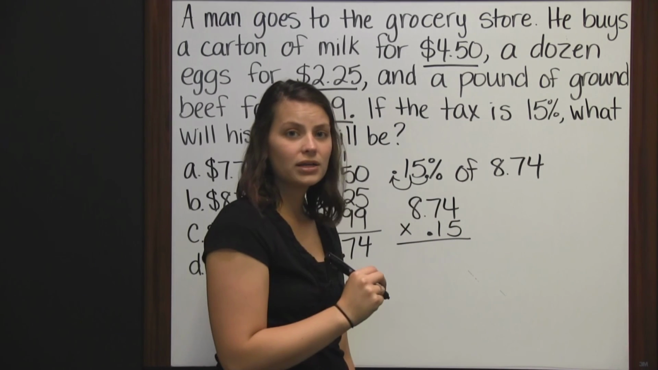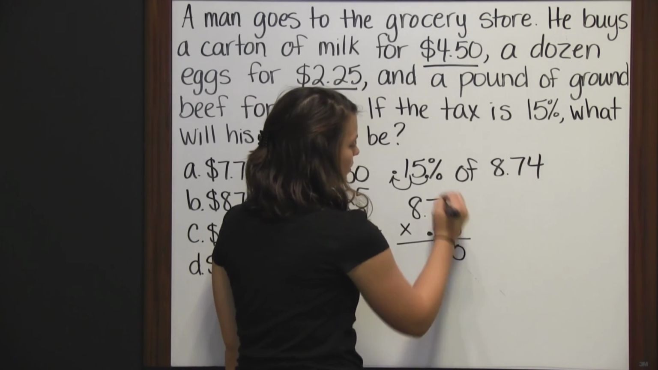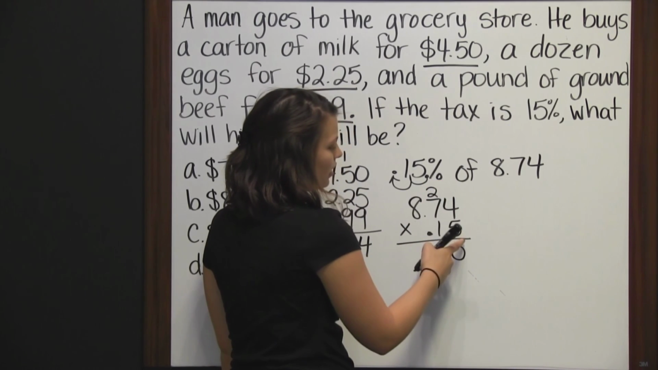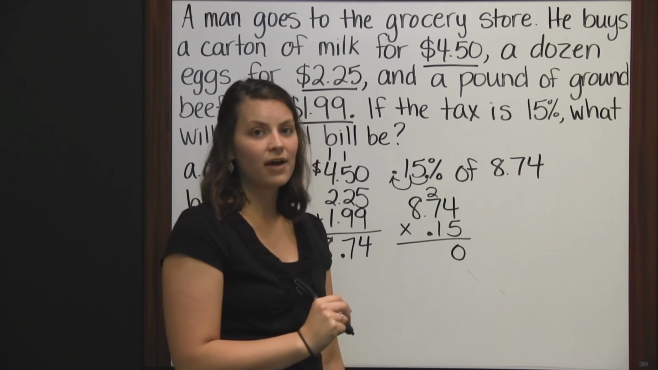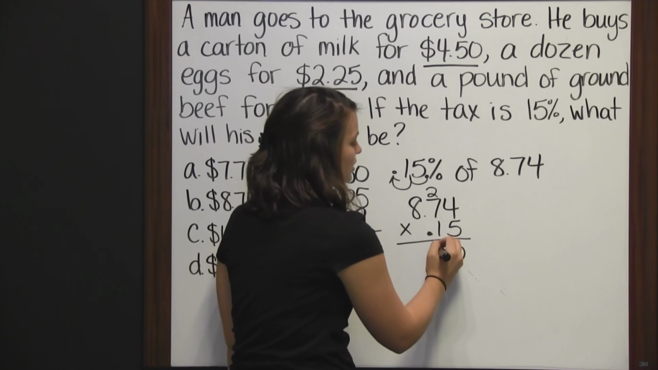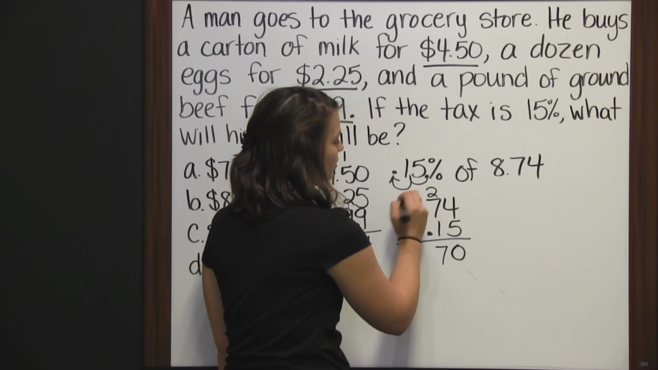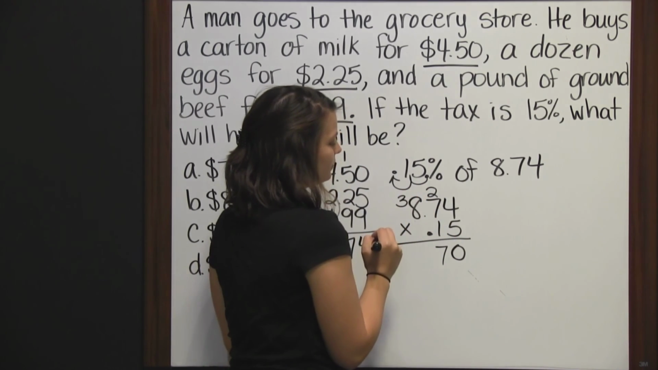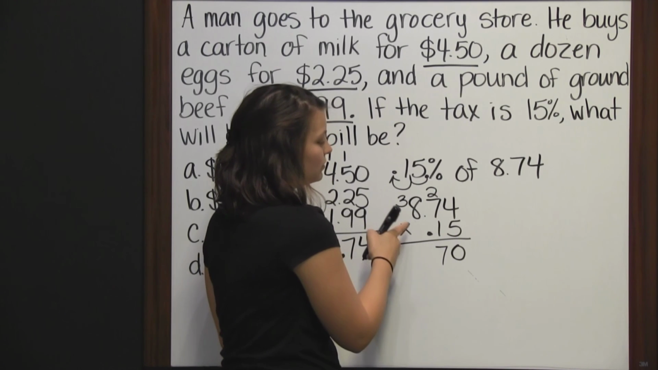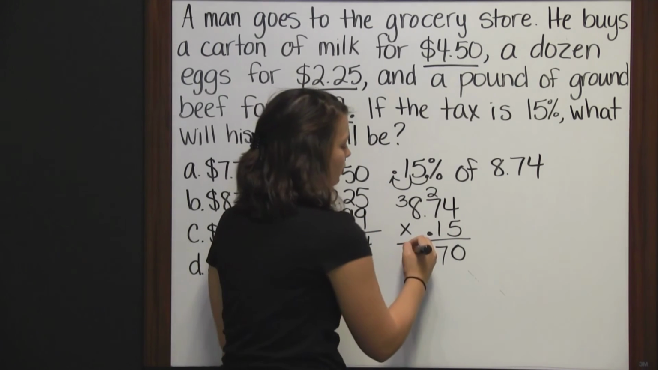5 times 4 is 20. Write the 0, carry the 2. 5 times 7 is 35, plus 2 is 37. Write the 7, carry the 3. 5 times 8 is 40, plus 3 is 43.